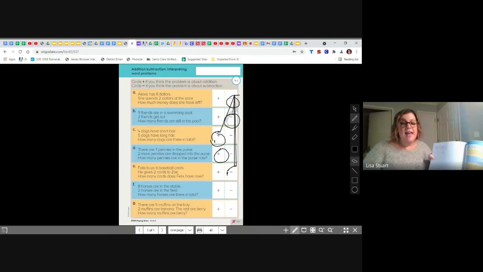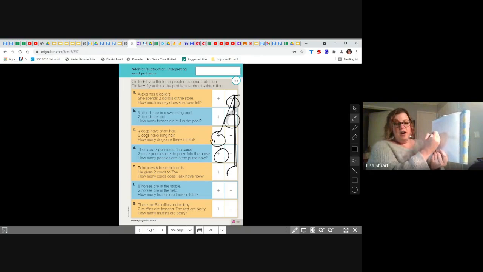Box F says 8 horses are in the stable. The stable is like a barn where they sleep. 2 horses are in the field. How many horses are there in total? All right, let's start. Now, I'm not going to draw a horse, but I'm going to draw something representational, a dot. There are 8 horses in the stable. I'm going to draw 8 dots. 2, 3, 4, 5, 6, 7, 8.